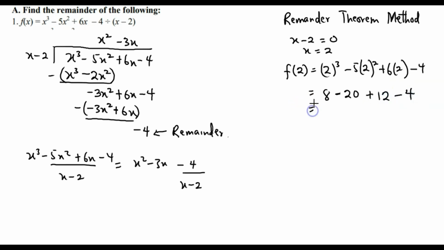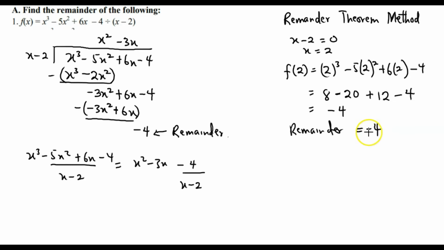When you simplify the operation, 8 minus 20 will give us -12. -12 plus 12 will give us 0, and it will be left with -4. So it tells you that automatically the remainder is -4. The remainder is -4.